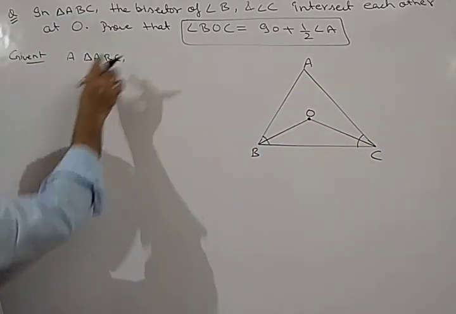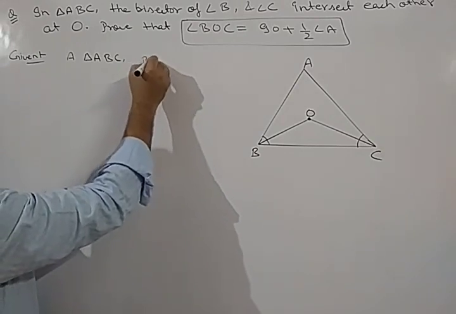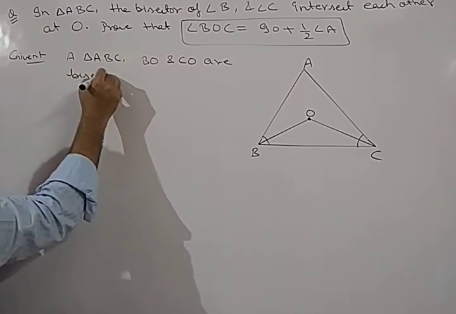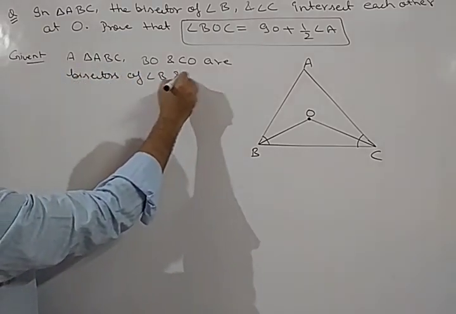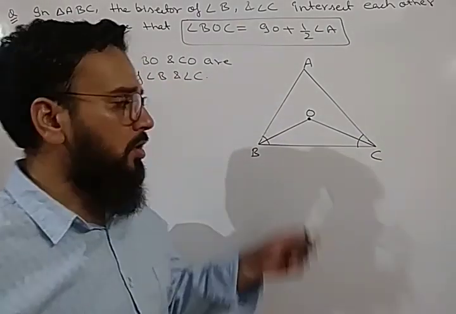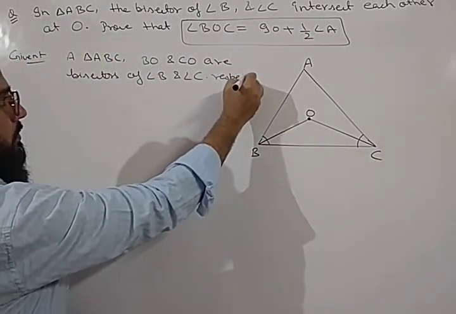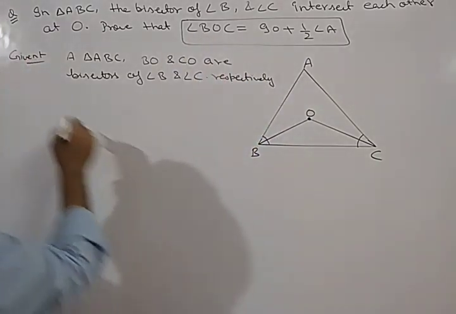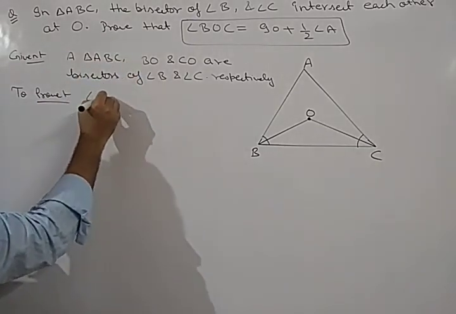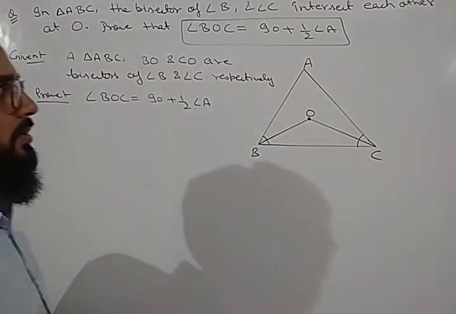So this thing is given. So we will write it in the given. So we have given a triangle ABC and BO and CO are bisectors of angle B and angle C respectively. Now what we have to prove? We have to prove angle BOC is equal to 90 degree plus half of angle A. This thing we have to prove now.